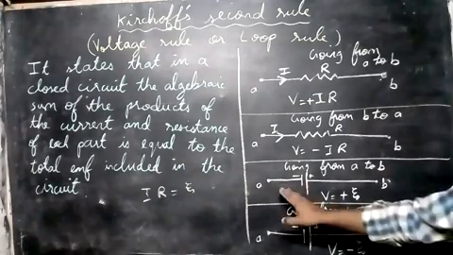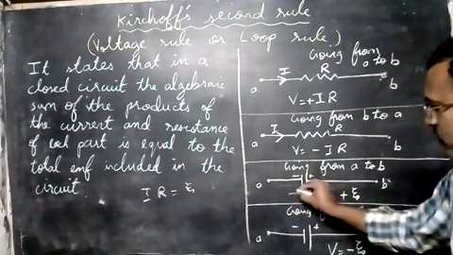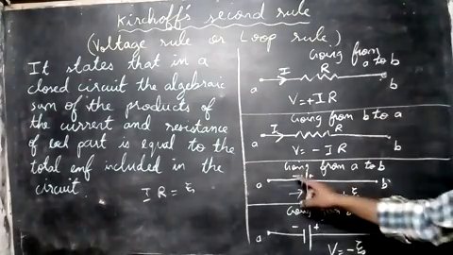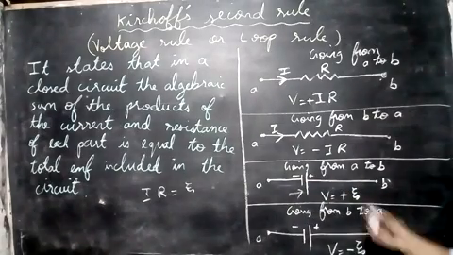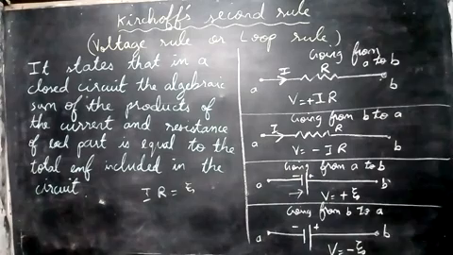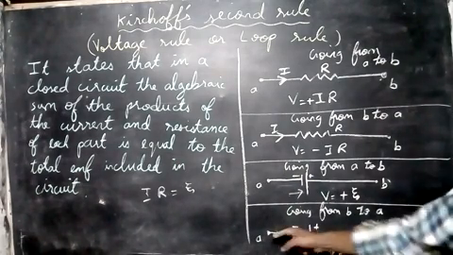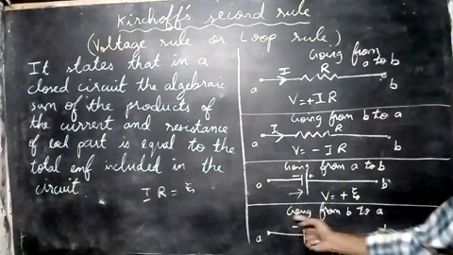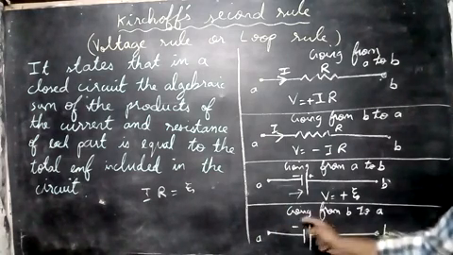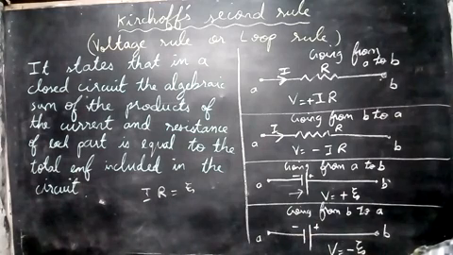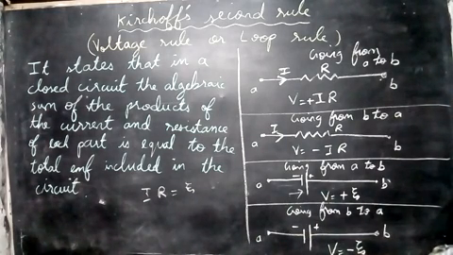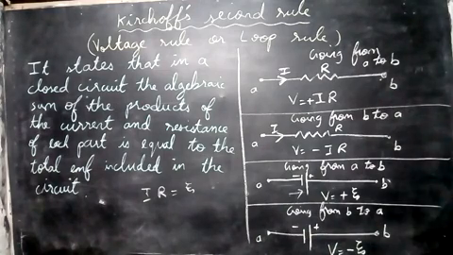As you go along the direction of the battery, from negative to positive, it is plus. Then if you go in the reverse way, the last one, from B to A, you're going against the battery, from higher potential to lower potential, from plus to minus. That time you must take the potential as minus EMF, minus ε. These are some very simple things.